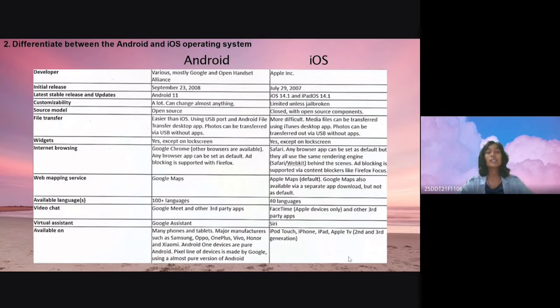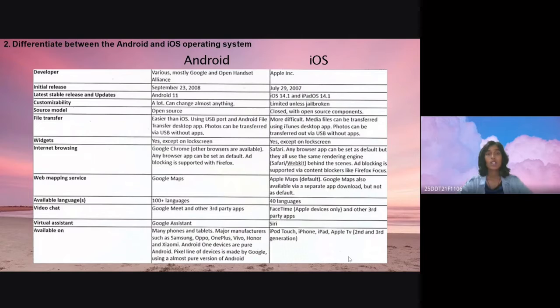The customizability for Android is a lot, you can change almost anything. But the customizability for iOS is limited unless jailbroken. The source model for Android is open source, while the source model for iOS is closed with open source components.